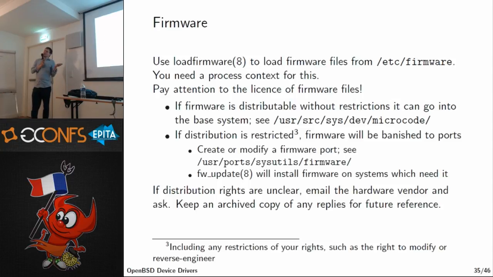The downside is that people cannot use the device during installation because they don't have the firmware on the system yet. But, well, there's only so much we can do.